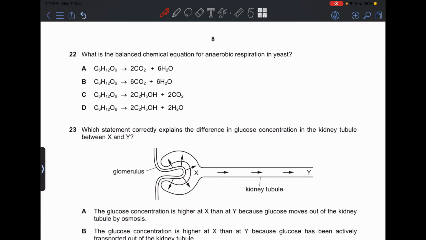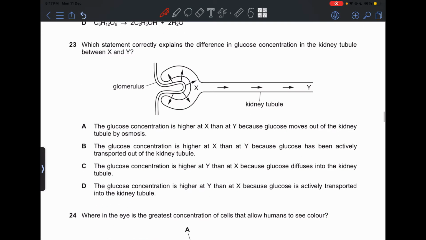22. What is the balanced chemical equation for anaerobic respiration in yeast? If you took chemistry, then you know that this is actually the process of making ethanol. This is the fermentation process. So actually it is going to be C, because we know that in anaerobic respiration there is alcohol produced, or ethanol, and there is also carbon dioxide. So our answer is going to be C.